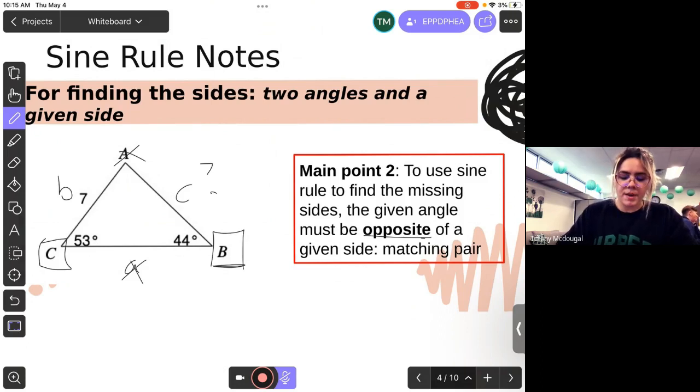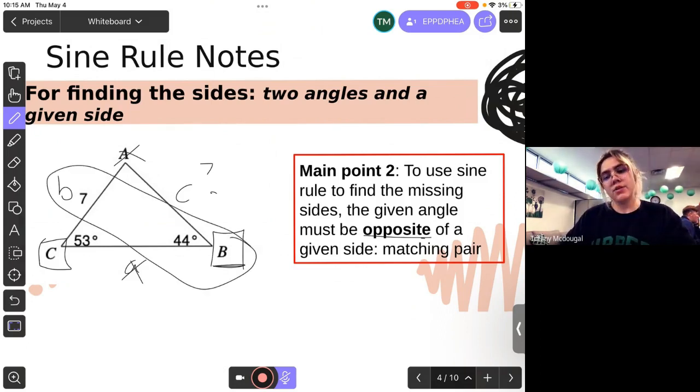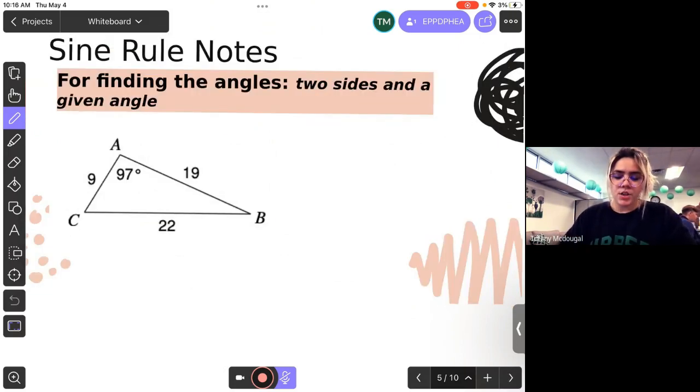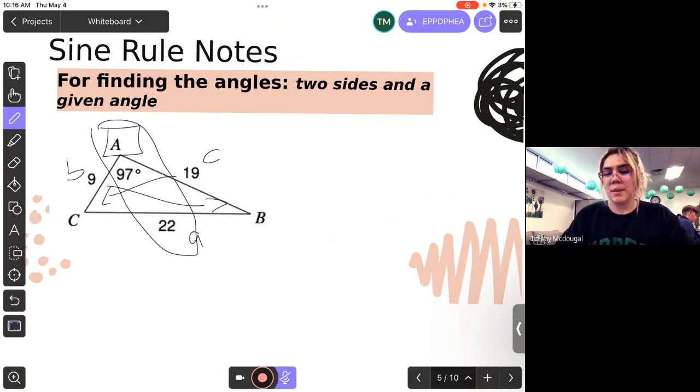So this is what I call the matching pair. If I know the capital letter angle, if I know the little side, then I'm good to go. All right. So two sides and a given angle. Same thing here. Now I want you to pause the video and try to find the matching pair here. All right, now that you are back, we can see here we have the capital letter A, we have the lowercase little a, and that would be our matching pair. You can also label the rest of the triangle, and you will see I have little b, I have little c, but I don't know their angles. So those aren't my matching pair. But I only need one in order to use sine rule.